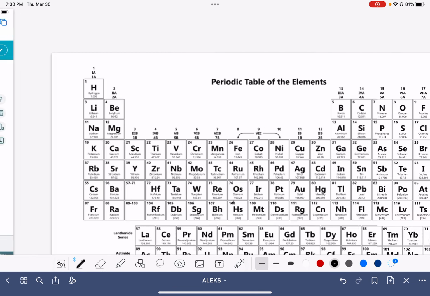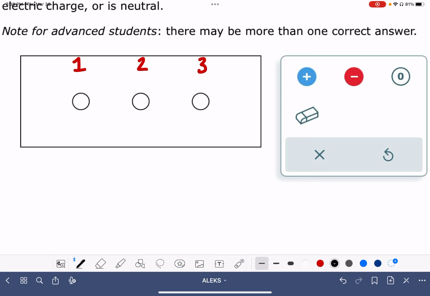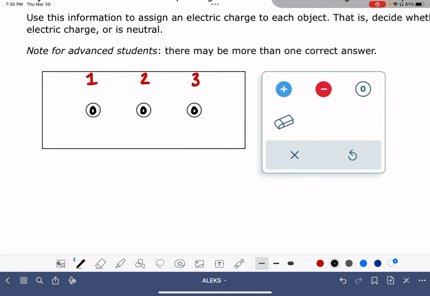So now let's go back to that first problem that ALEKS gave me when I was looking at it and thinking, what is going on? All of these objects, or I should say none of these objects, have green arrows associated with them, which means that they all have to be neutral, every one of them.